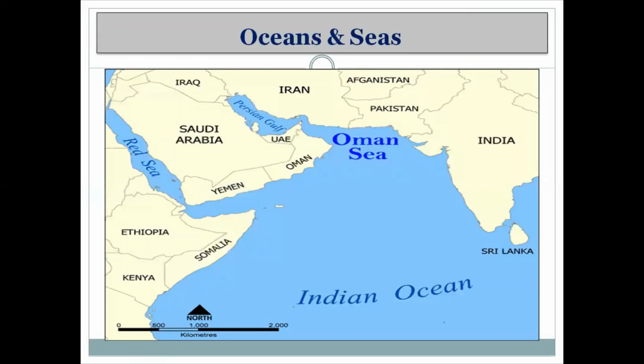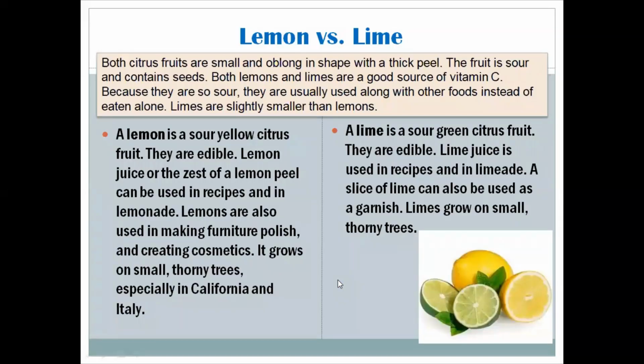So you can see here, this is the Indian Ocean, and this is the Red Sea. So these are the seas. Look at how they are connected with the land areas, while these are the oceans, they are not connected with the land areas. And now another pair of terms, lemon and the lime.